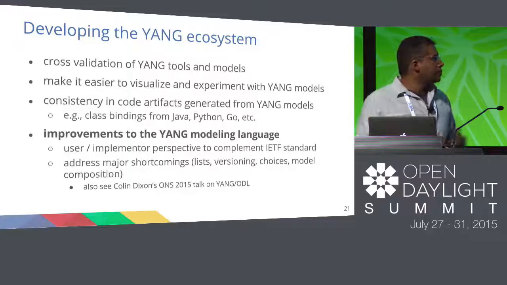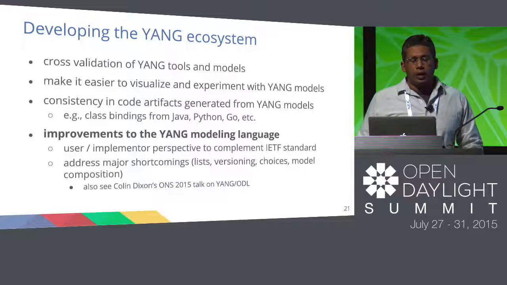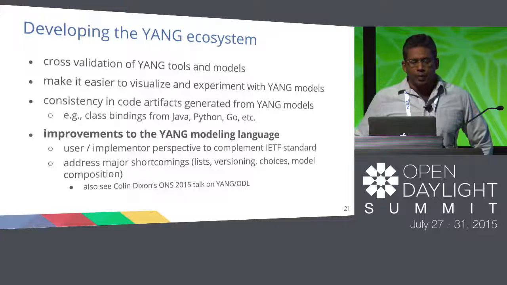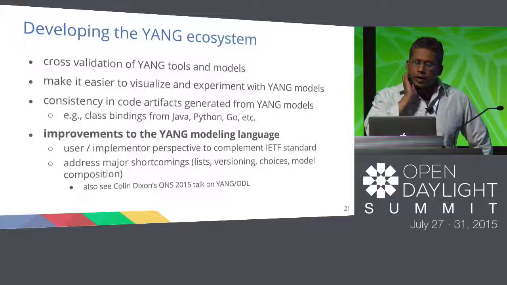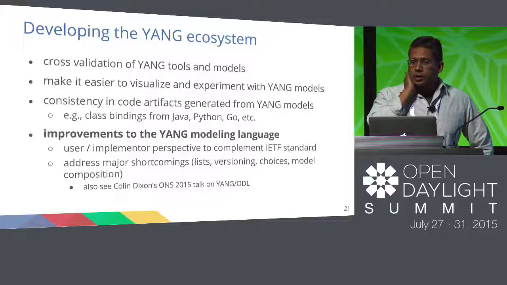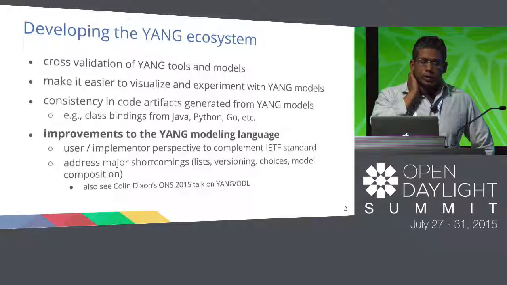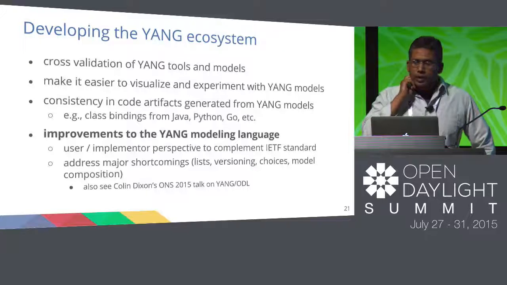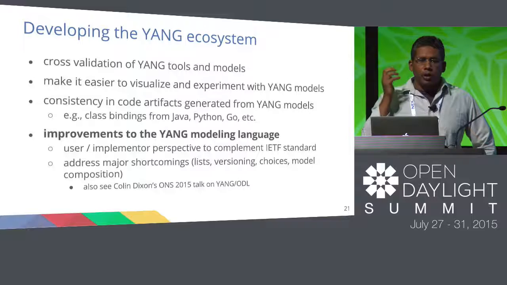And I'll emphasize this next point: I think we need a lot more work on improvements to the Yang modeling language. Basically, having a user or implementer perspective that complements what's happening in the IETF standards area, to drive the language forward and to make it more useful. There are a bunch of major shortcomings that I think the language has around things like lists and versioning, as I mentioned, how it deals with cases or choices, and lack of support for model composition. Along with Open Daylight and other interested parties, we could start to address that. If you're interested in Open Daylight's view on this, Colin gave a talk at ONS recently called Yang Modeling, the Good, the Bad, and the Ugly. So he also highlights some of the same issues with the language.